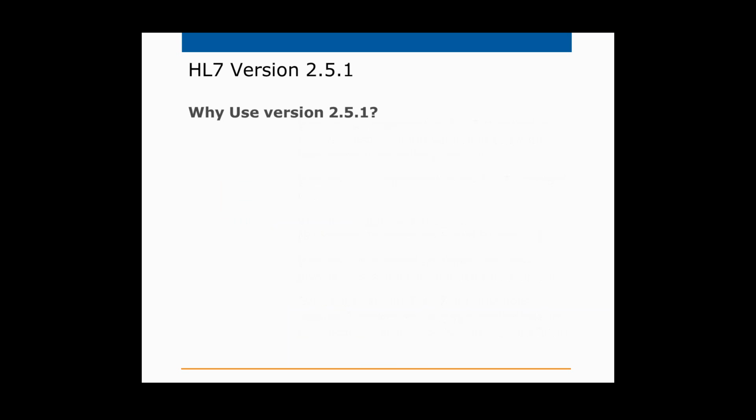So with that in mind, now I wanted to start taking a look at some of the details. Version 3 is out there, and there are different versions of 2. Why would we use version 2.5.1? What are the reasons for using specifically version 2.5.1? Well, for starters, meaningful use stage 1.